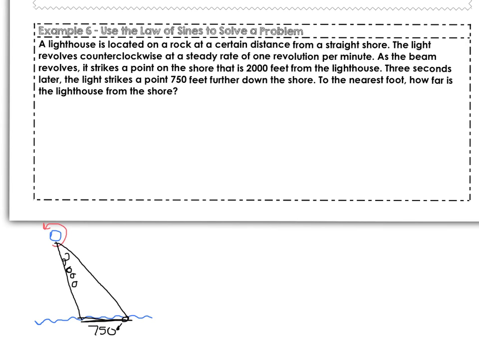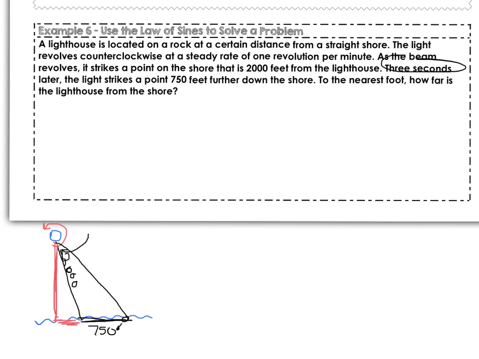To the nearest foot, how far is the lighthouse from the shore? So the distance that I'm actually trying to figure out is the distance from the lighthouse straight across to the shore. So here is essentially what my problem currently looks like, okay? One of the pieces of information that I was also given was the fact that 3 seconds later, the light strikes a point that is 750 feet further.